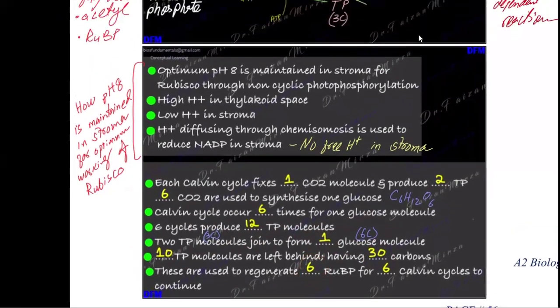Apart from that, this Rubisco enzyme works at a pH of 8. So pH 8 is an alkaline pH in the stroma. It works well at that pH only. How is this pH maintained? The pH is maintained by non-cyclic photophosphorylation, because there's a high H plus concentration in the thylakoid space and a low H plus concentration in the stroma. The H plus that diffuses through chemiosmosis is used to produce the reduced NADP in the stroma. There are no free H plus in the stroma, otherwise the pH of 8 would not have been maintained. The pH would have reduced.